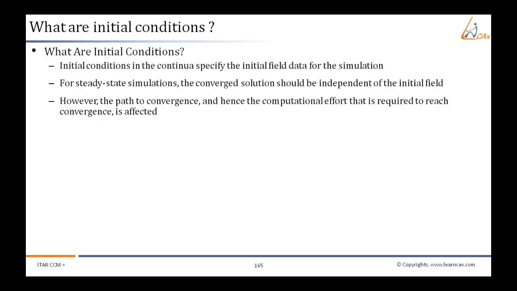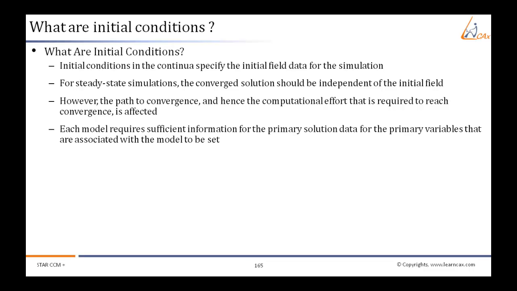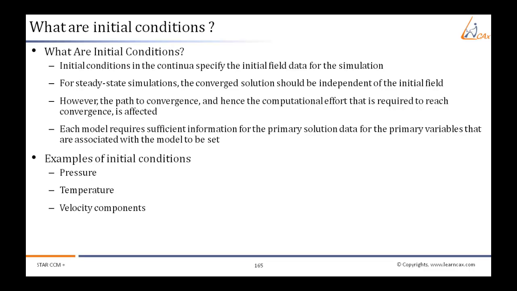Therefore, choose the initial conditions and values judiciously, particularly when the physics is complex. Each model requires sufficient information for the primary solution data for the primary variables that are associated with the model to be set. In most cases, the initial conditions are set up directly. Examples of initial conditions are pressure, temperature, velocity components, and turbulence quantities.